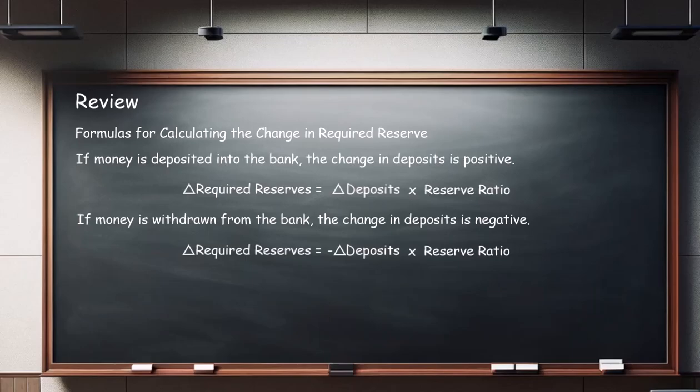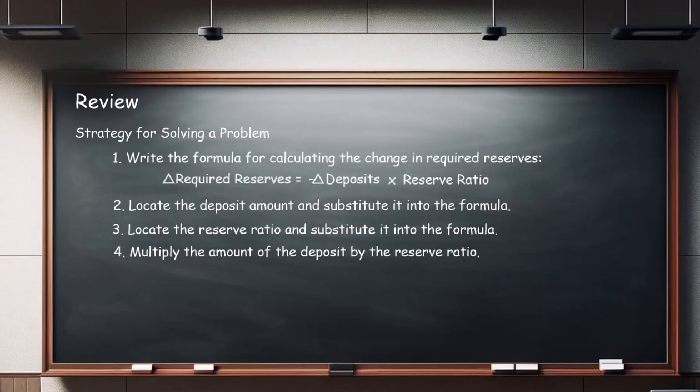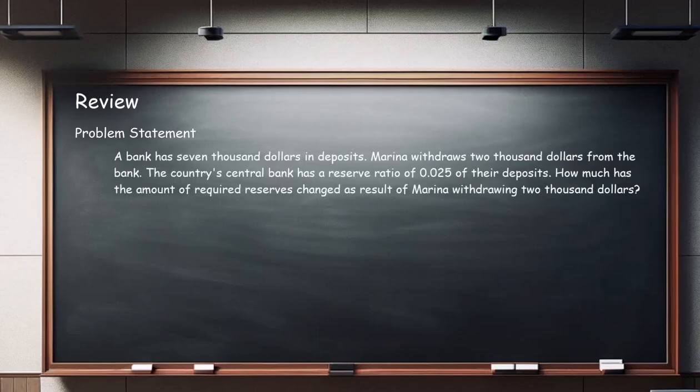If the problem asks about the change in the reserve requirements due a withdrawal of money from a bank, the formula is minus required reserves equal deposits times the reserve ratio. The video provided a strategy for finding the required reserves, given a deposit and the reserve ratio. Finally, the video worked on a problem statement using the strategy.